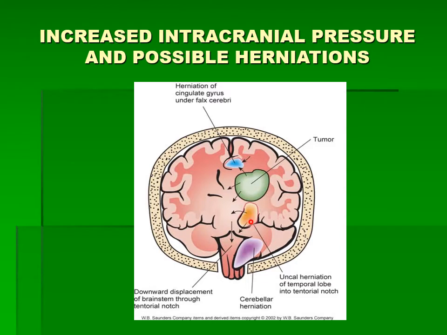Here's another area that can herniate. This is called the uncal herniation of the temporal lobe into the tentorial notch. And here's a cerebellar herniation into the area of the brainstem, and that can result in a downward displacement of the brainstem through the tentorial notch.